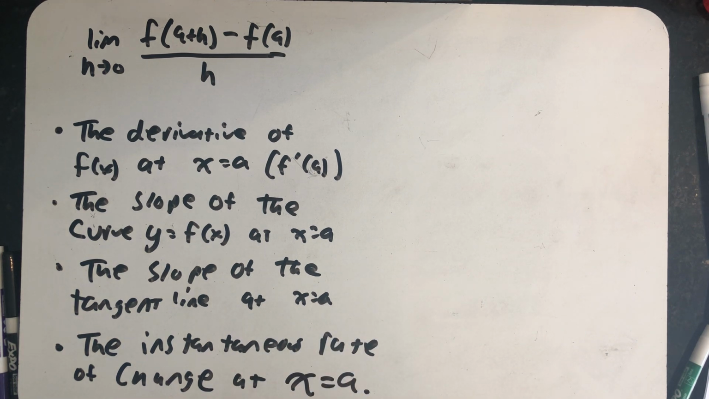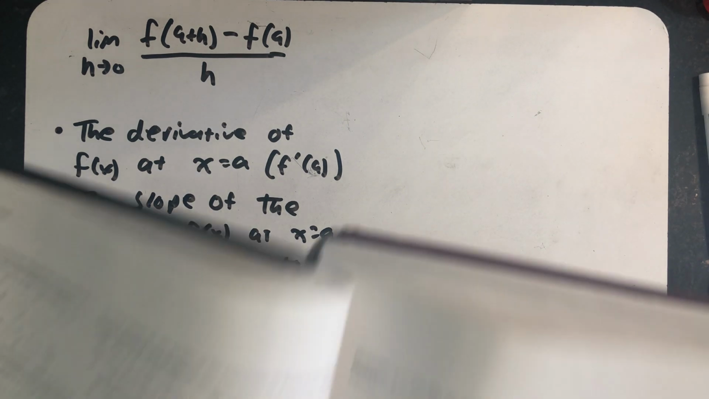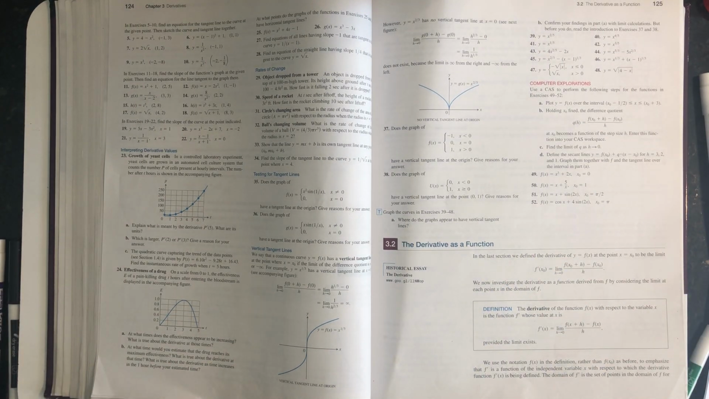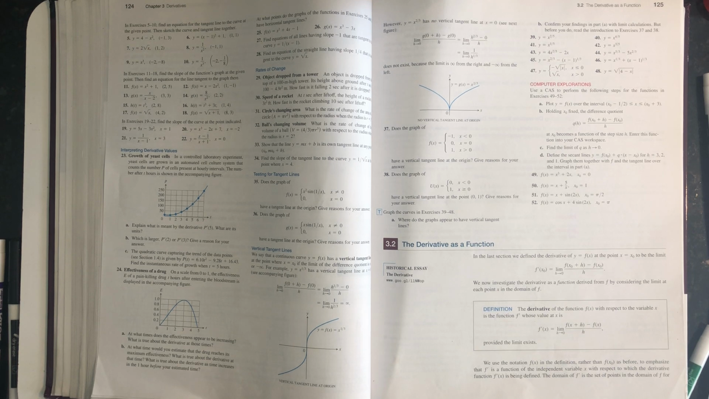I thought it would be nice to work an example from the book where I might be able to start putting some of these ideas together. On page 124, we find problem number 24. The effectiveness of a drug. On a scale from 0 to 1, the effectiveness E of a pain-killing drug T hours after entering the bloodstream is displayed in the accompanying figure.